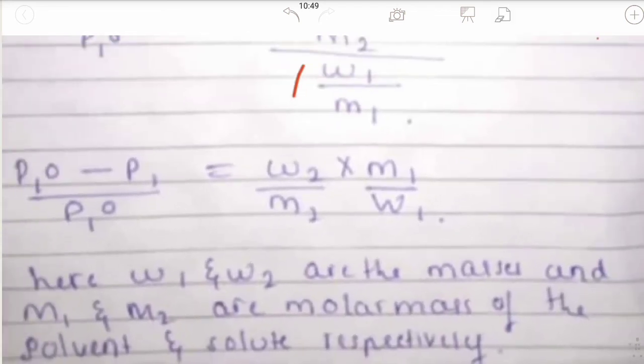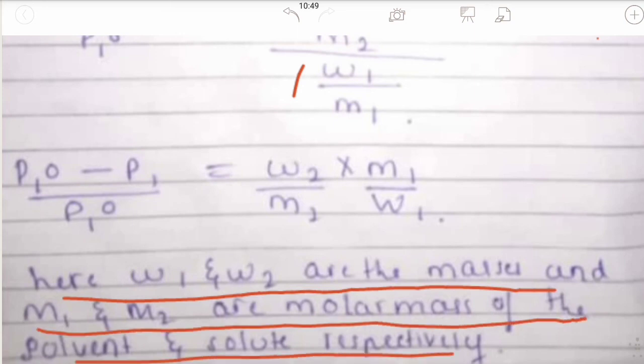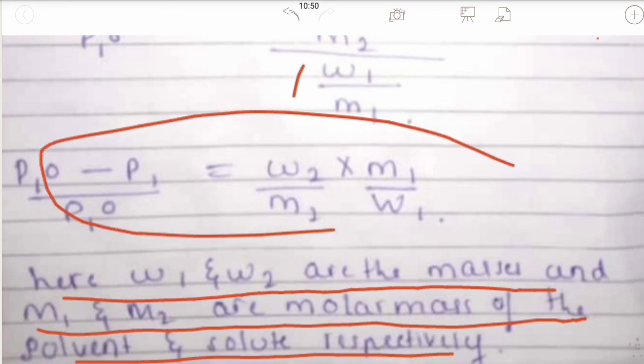Here W1 and W2 are the masses, and M1 and M2 are the molar masses of the solvent and solute respectively. Thus, we have got the relative lowering of vapor pressure.